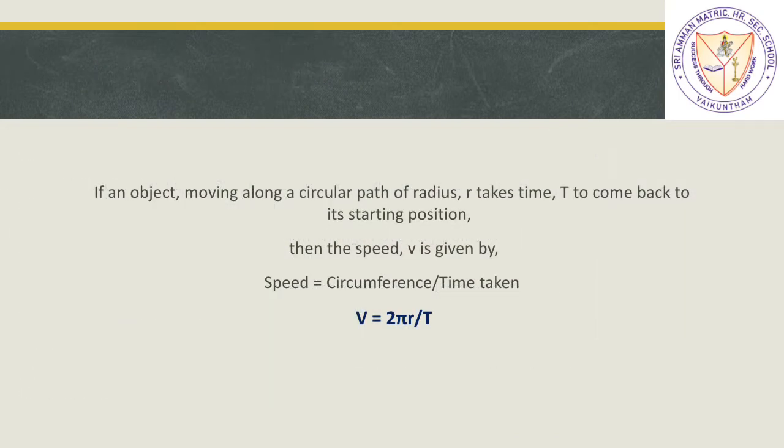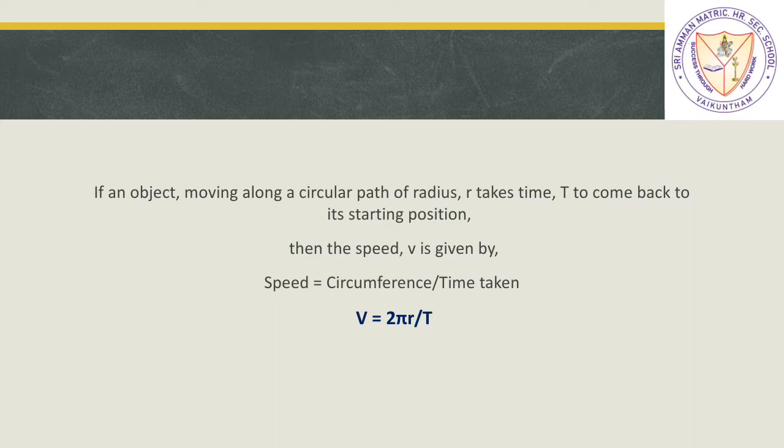So if an object is moving along a circular path of radius r, and a stone which is moving in the circular path takes t seconds of time to complete one rotation, that is, to come back to its original or starting position, which is one complete rotation, right?